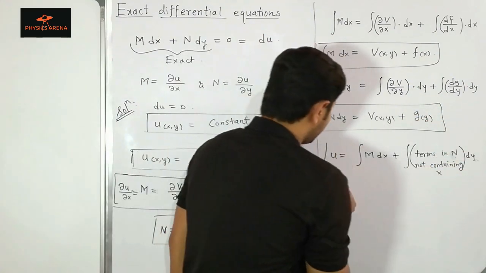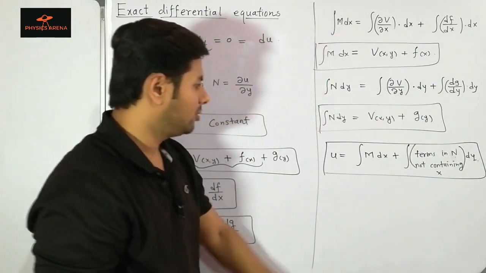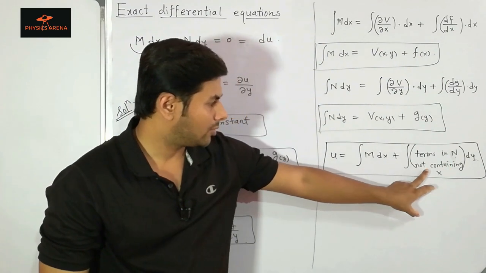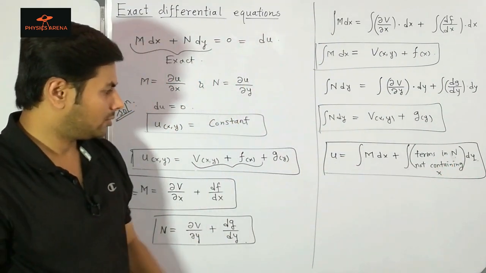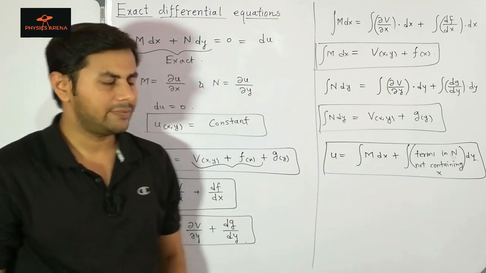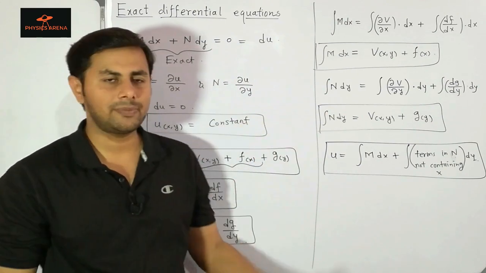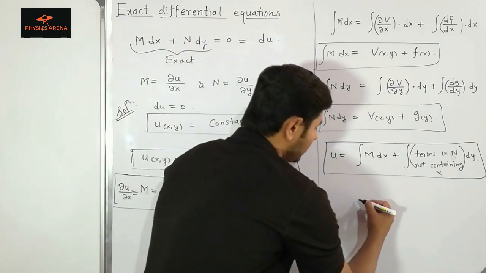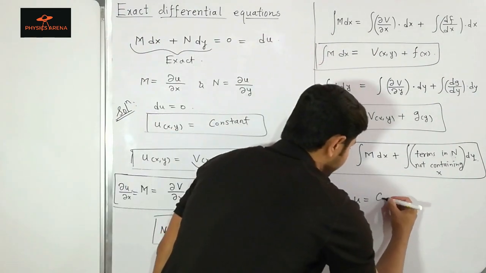So this is the solution. Okay. So since we wanted g only, we'll take the terms in n not containing x and the integral of that. So this way we'll find the solution to this exact differential equation. And remember, the solution is this u found this way, it is constant.